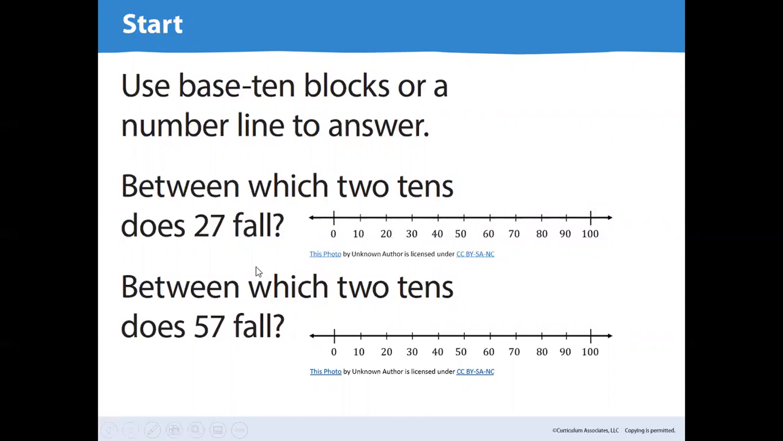Let's practice this again. Between which two tens does 57 fall? 57 is right where my arrow is. If you look at the tens surrounding the arrow, 57 falls between 50 and 60.